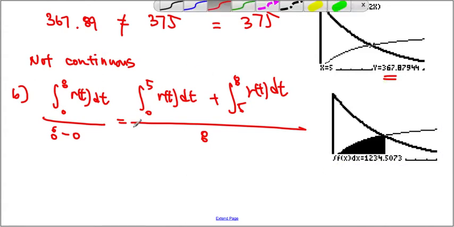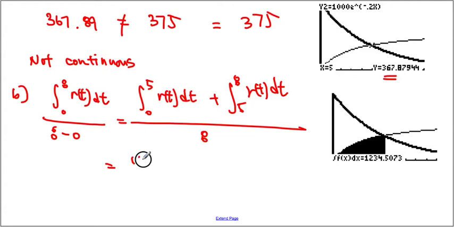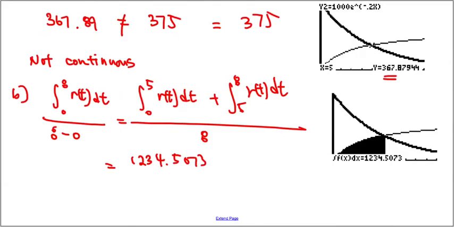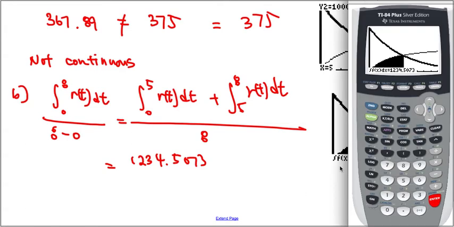So therefore here we have 1234.5073. Now, on the calculator, second portion is this. We want to integrate the value number 7.